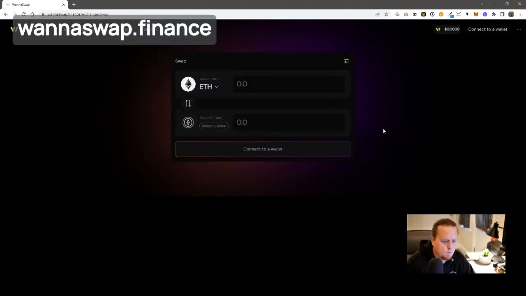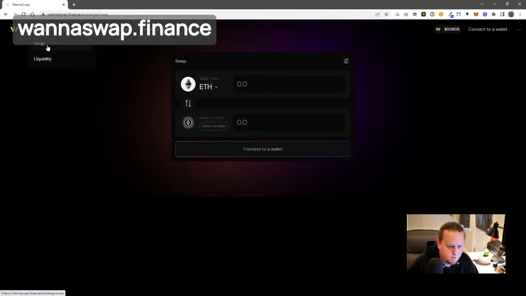WannaSwap is another great utility that I primarily use for exchanging and swapping various tokens. However, you can provide liquidity, staking, you can earn pretty competitive APRs on here. But again, I primarily use this as a way to exchange tokens when needed.